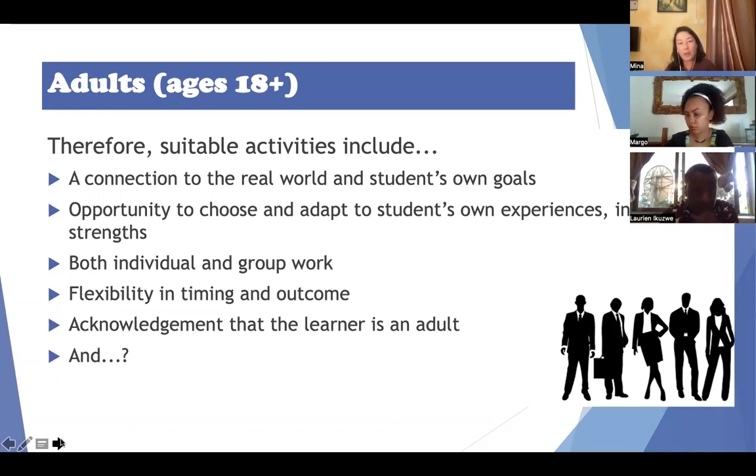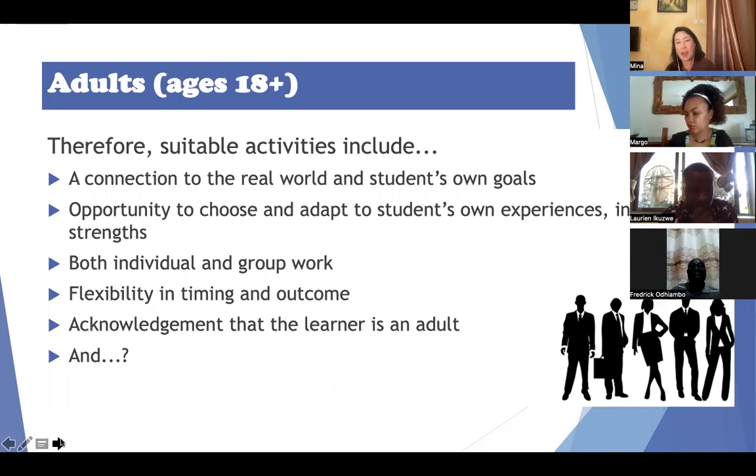They may require some flexibility in timing and outcome because of what else they've got going on outside. They don't want to be treated like children. We need to acknowledge them as adults and treat them as such.